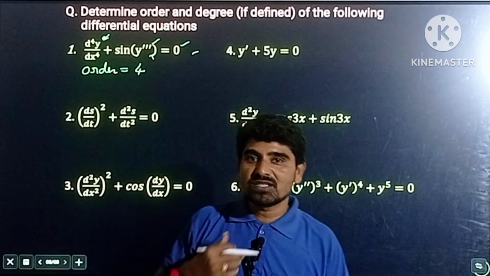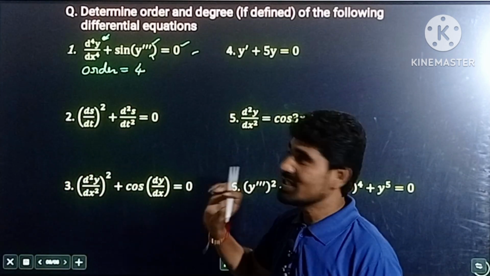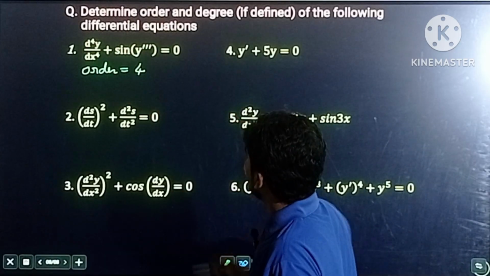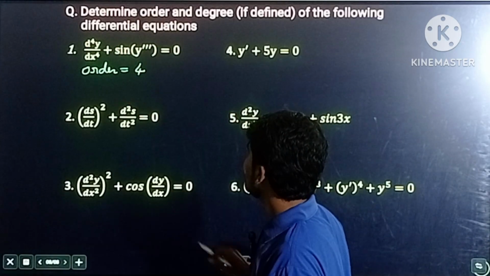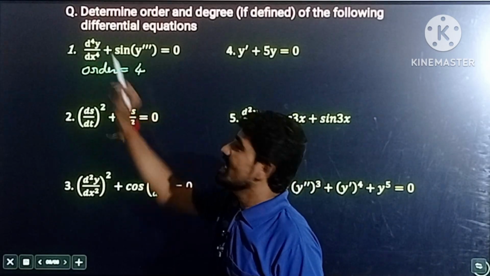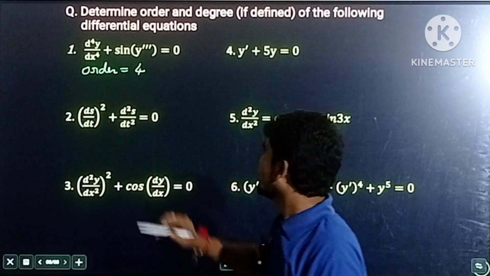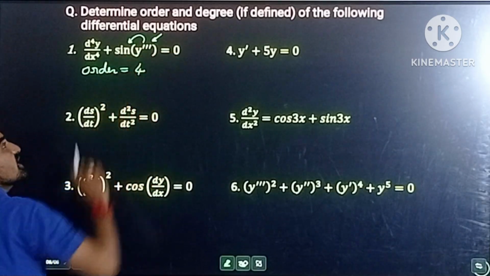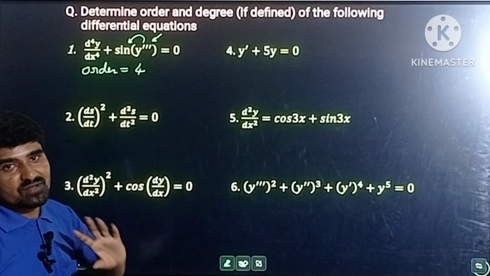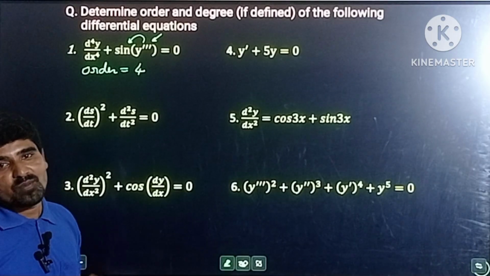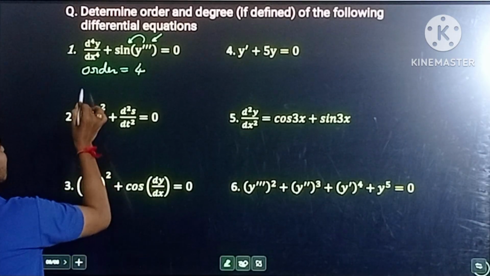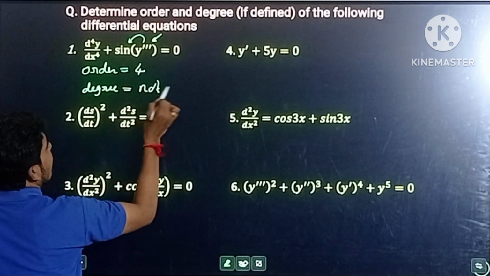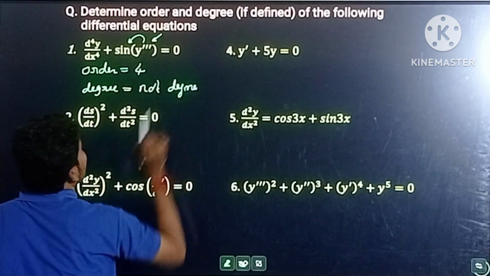And for the degree, first we need to check whether this given differential equation is polynomial in derivative or not. Observe here, the fourth order derivative is not attached with any other function. But in the second term, the third order derivative is attached with the sine function. It means this given differential equation is not polynomial in derivative. Hence, the degree of this first differential equation is not defined. I hope all of you understand.